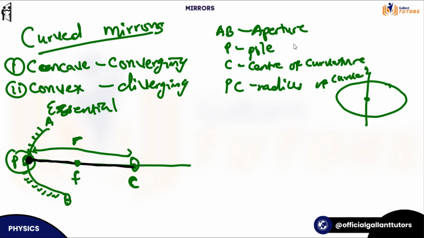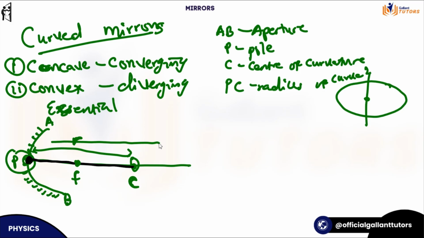Now, it's simply a point where the rays parallel to the principal axis converge after reflection in a concave mirror, or the point at which rays appear to diverge from after reflection in a convex mirror. Yeah, that's a lot of information. Calm down, that's why I'm here. I will explain.